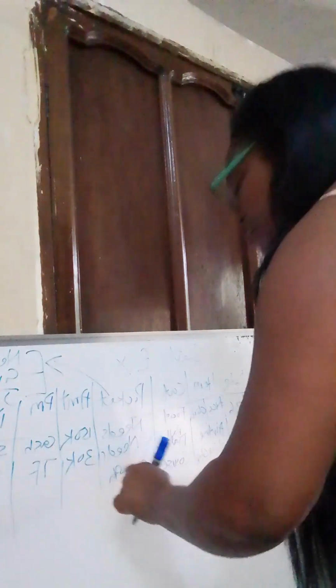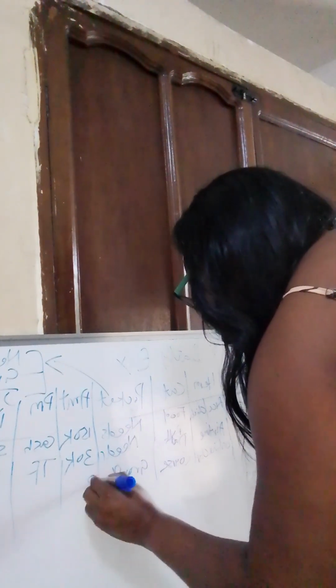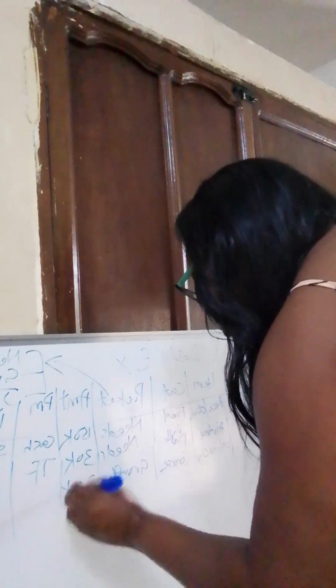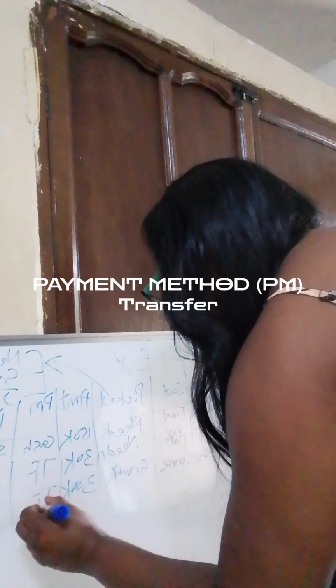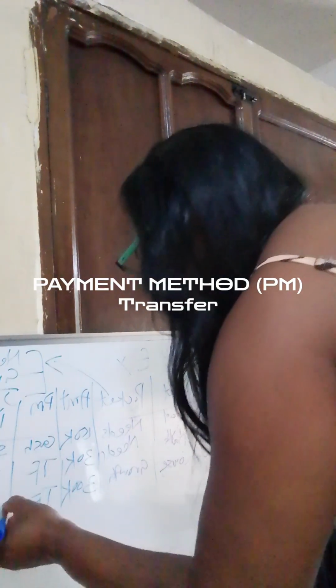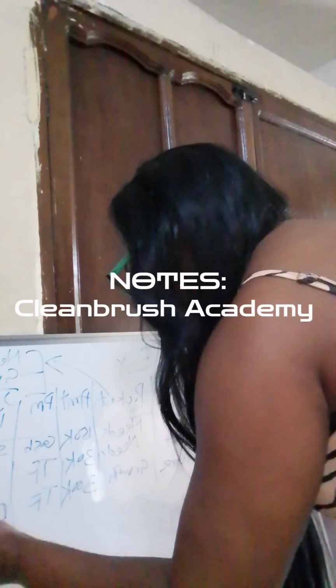So how much did I pay for the course or the training? I paid 300k. What was the method of payment? I did transfer. And what's the note? I paid to Clean Brush Academy, so I'll just write Clean Brush here.